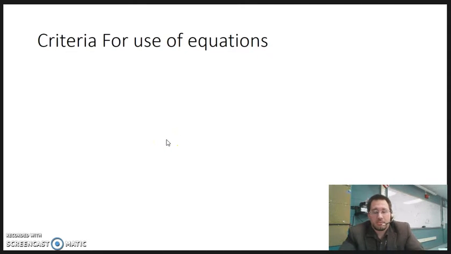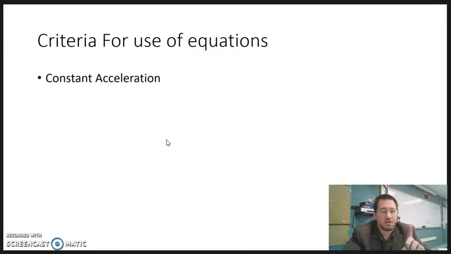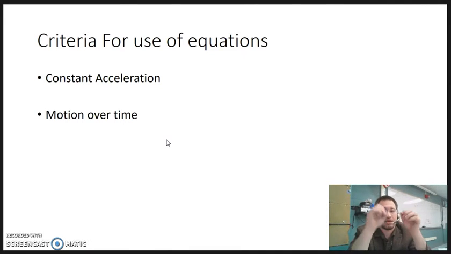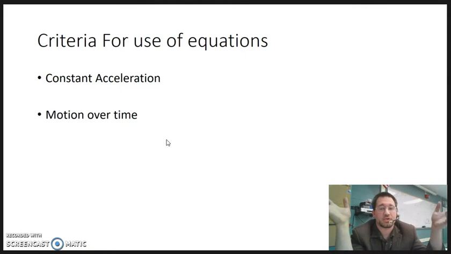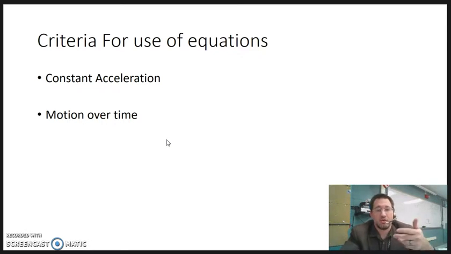So, a couple criteria for the use of these equations. These equations only work so long as they have constant acceleration and that they are taking place over time. Now, the reason for this is that these equations could become much more expansive if we held it so that acceleration could change. But in the interests of simplicity and just getting across the basic idea of what's going on, we hold our accelerations constant.